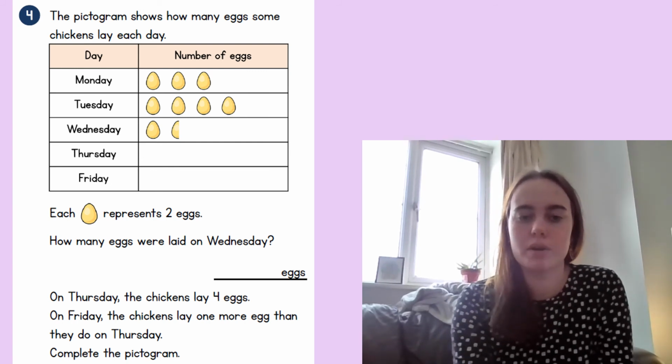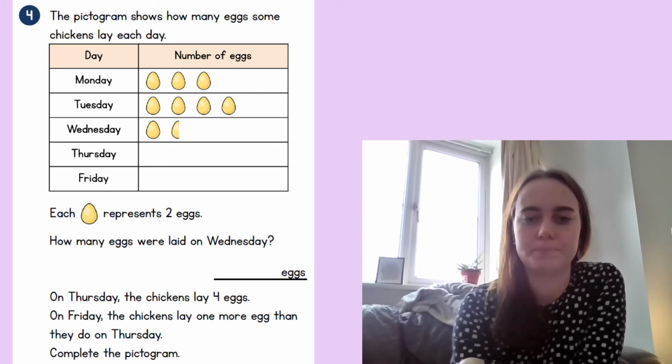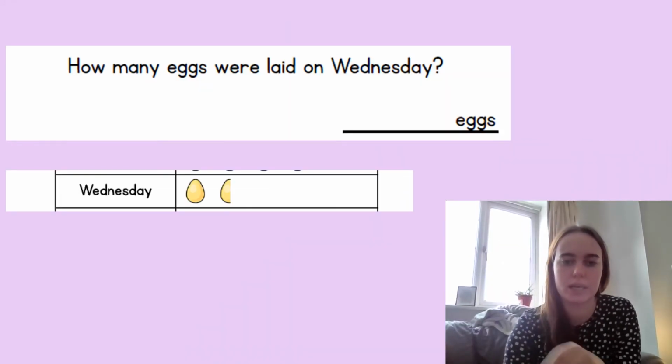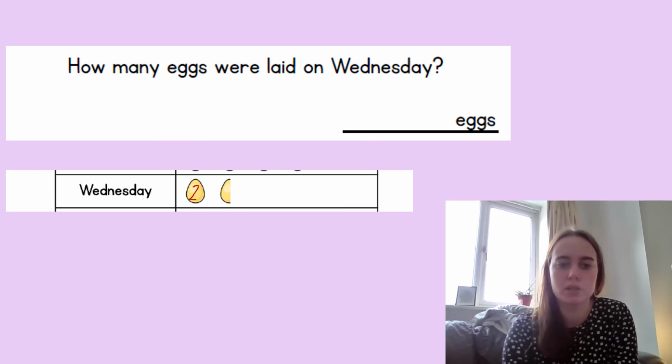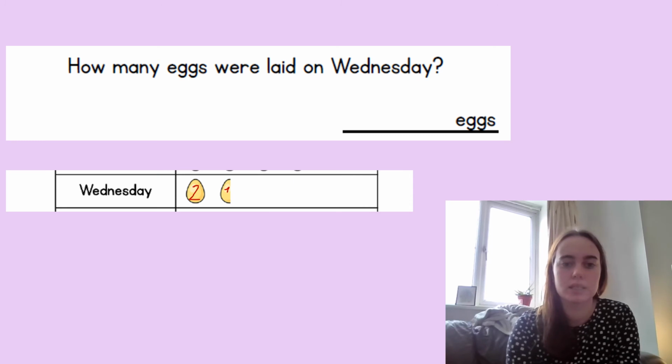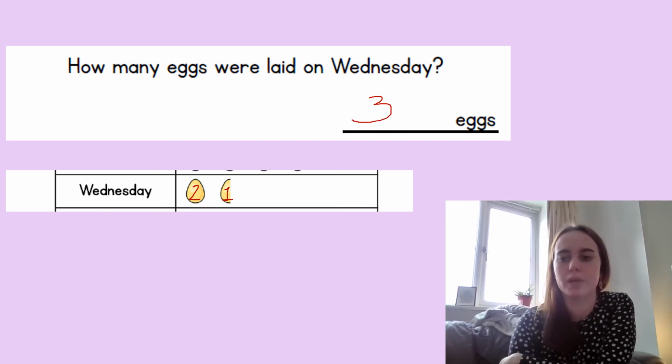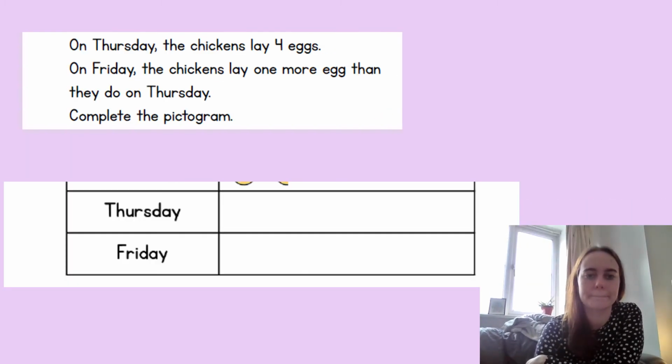And lastly, question 4 looks at a pictogram for how many eggs chickens lay each day. So the egg represents 2 eggs this time. And the first question is, how many eggs were laid on Wednesday? So 1 egg tells us that 2 eggs were laid. So what will half an egg tell us? That'll tell us that 1 egg was laid. 2 add 1 is 3 eggs were laid on Wednesday.